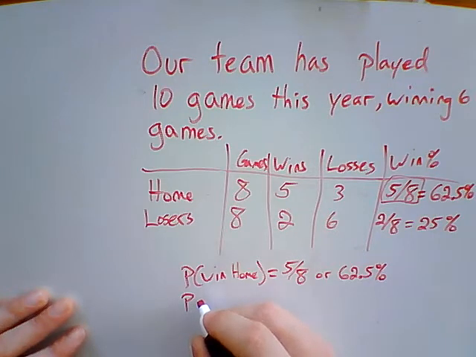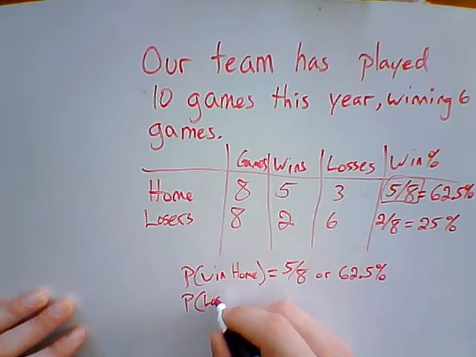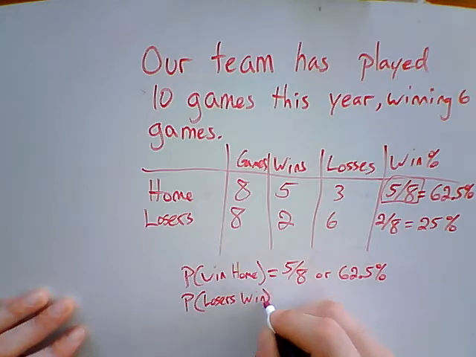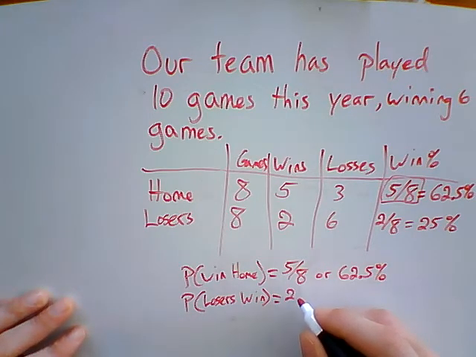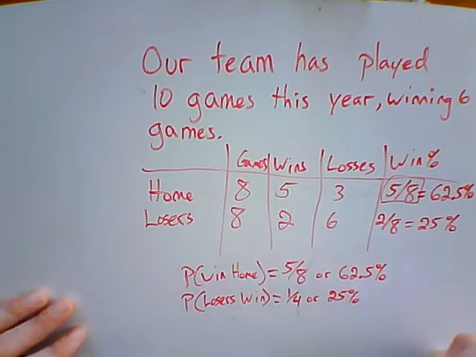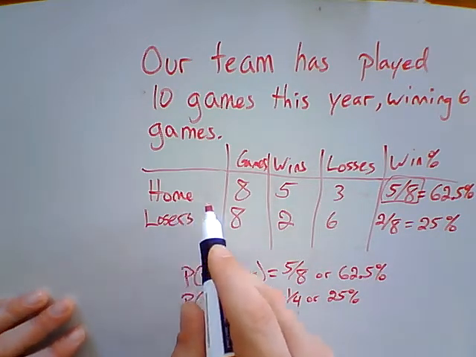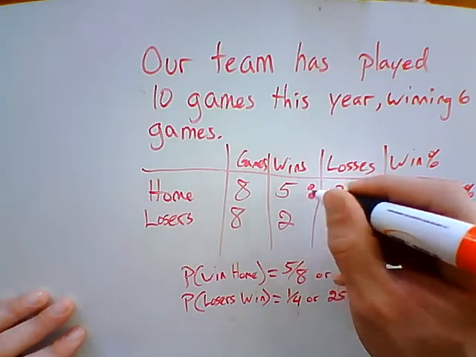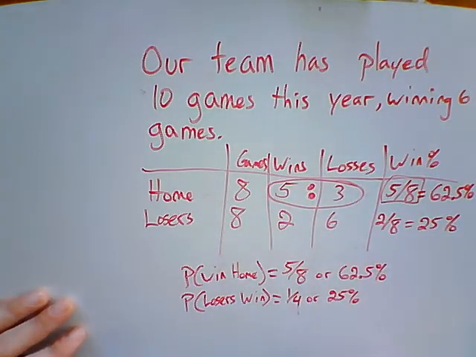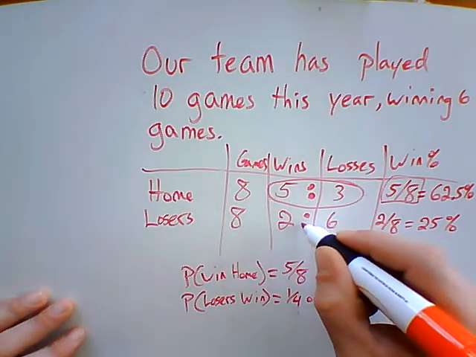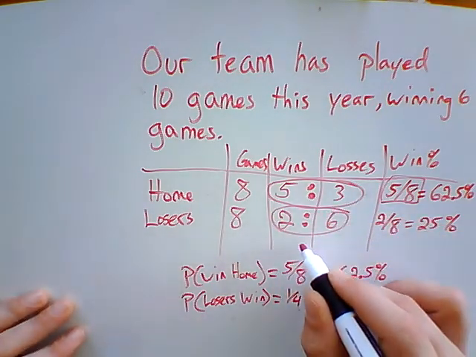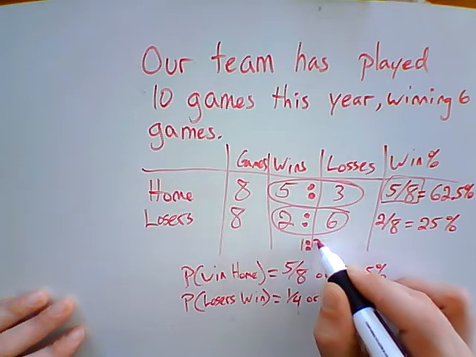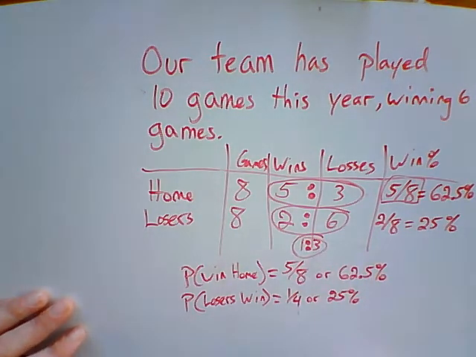The probability that the losers win is 2 out of 8, or 1/4. I'm going to make that 1/4, or 25%. The odds of the home team winning is just 5 to 3. The odds of the losers winning is 2 to 6, which reduces just like a fraction would, to 1 to 3, because they're both even. So I can make that 1 to 3. That kind of makes sense. That's the basics of odds.